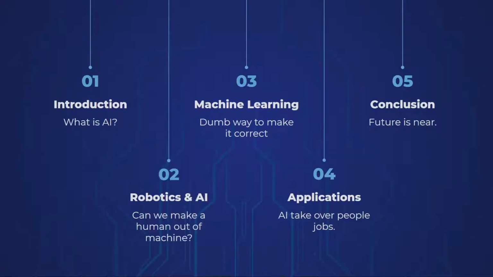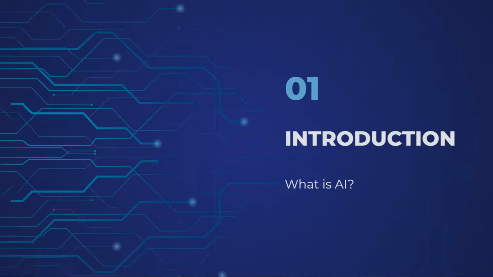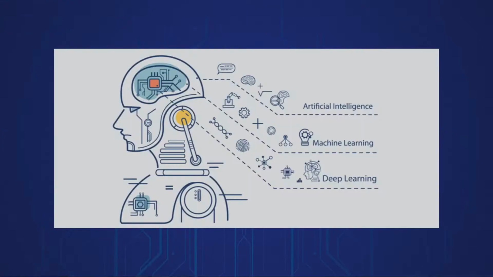In the overview, there are four topics: introduction, robotics and AI, machine learning, and applications. And then we will conclude all of the topics. So first, we have to talk about what is AI.